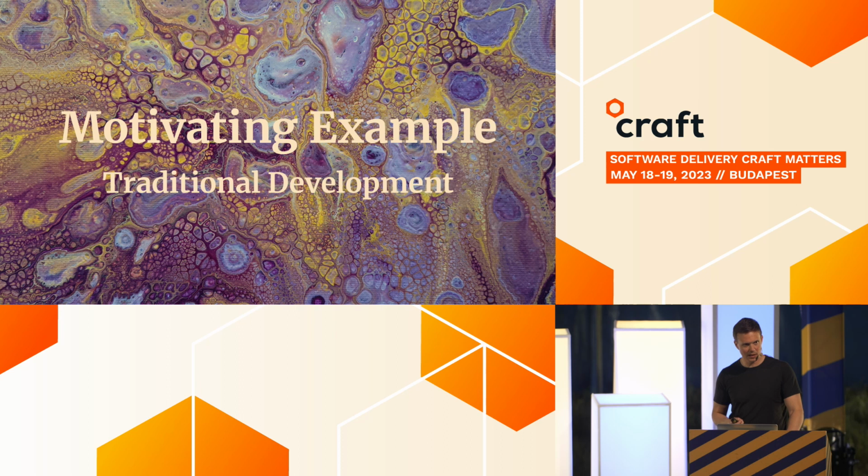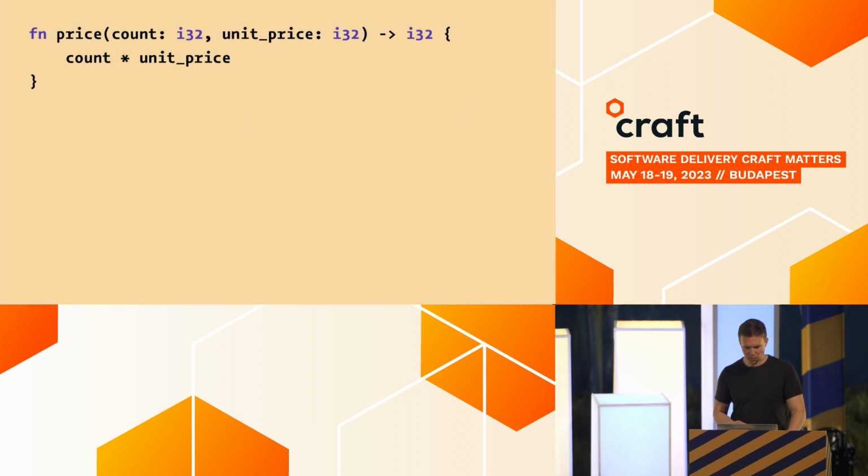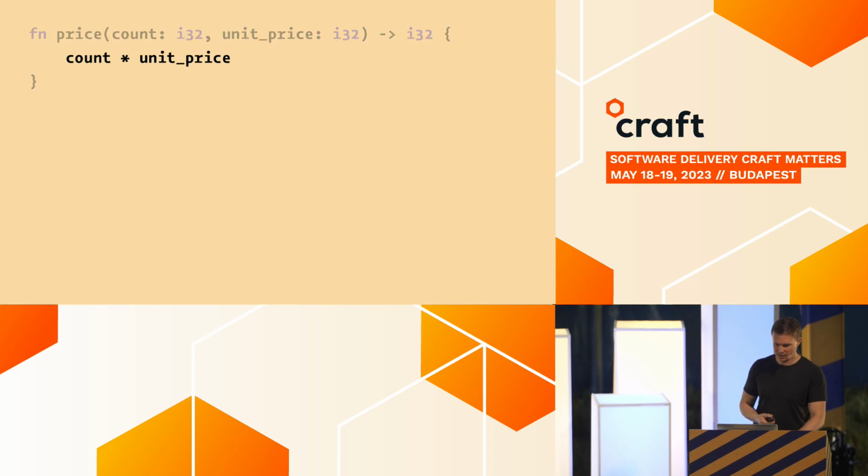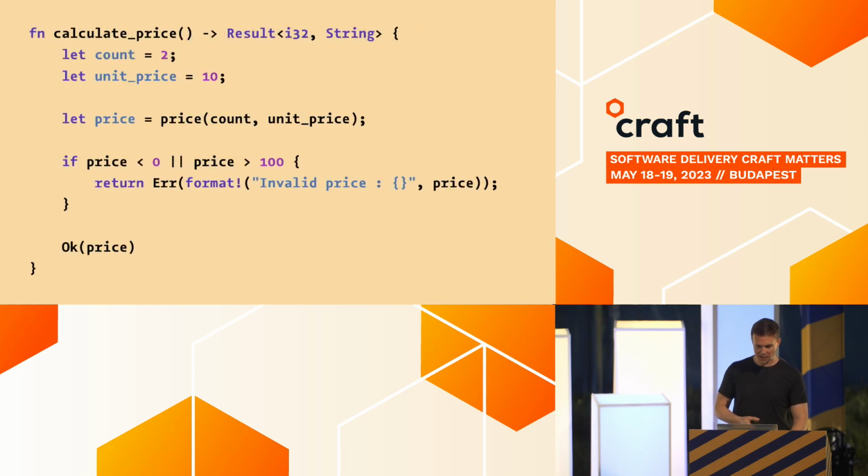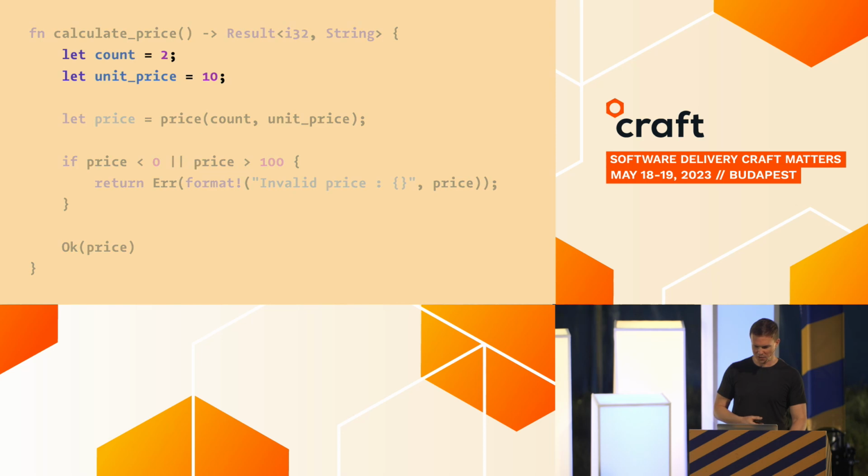So I'll begin the motivating example by using a traditional approach to software development. And the example is written in the Rust programming language. So the price function looks like this. It takes a count of items, and it multiplies it by the unit price, and then returns that as the total price. Then the price is calculated as follows. The count and the unit price are hard-coded in this example, but in the real world, those would be external inputs. They're passed into the price function, which returns the price.